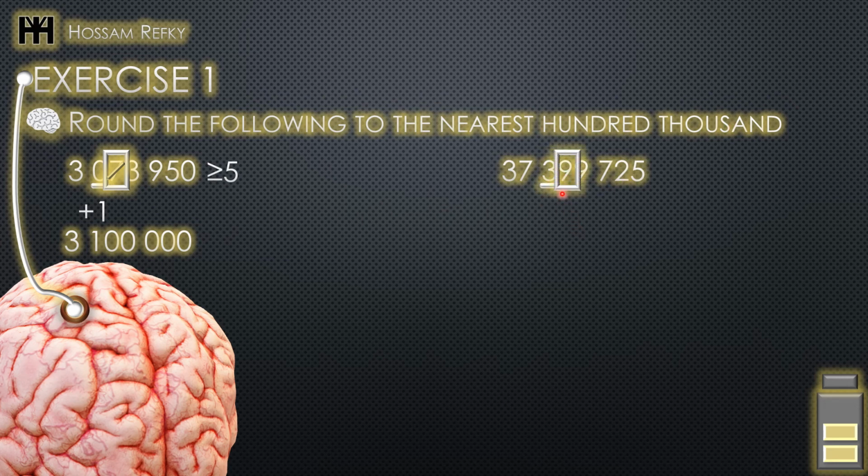Okay, here the 100,000 is the 3. We will look at the digit at its right. Is it greater than or equal to 5? Yes, so the 3 will increase by 1, and all of the other digits after it will turn to 0.